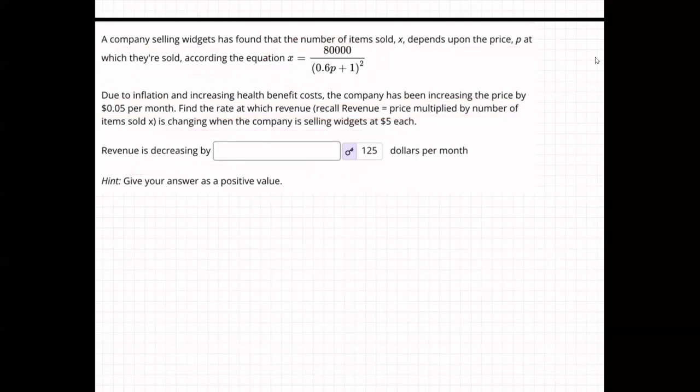All right. So, a couple things. First off, what do they want? It says find the rate at which revenue is changing. So they want dR/dt. That's what they want from us. And what do they tell us? Right here: increasing the price 5 cents a month. So the change in price dP/dt is plus 0.05. Increasing is always positive change. Decreasing is negative change.